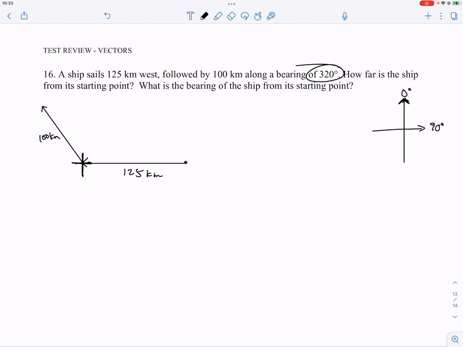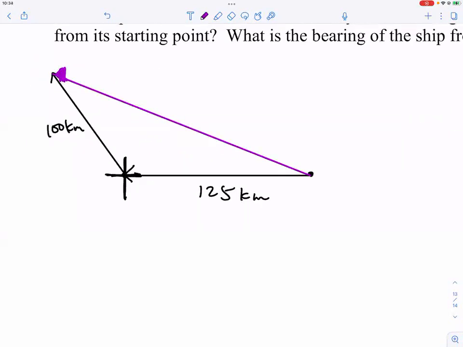What's the bearing of the ship from its starting point? So it asks for both the magnitude of the resultant and also the direction. So we want to know how long this purple vector is, and what is this angle theta right here? Two things. So don't leave out one of the two when you answer the questions.